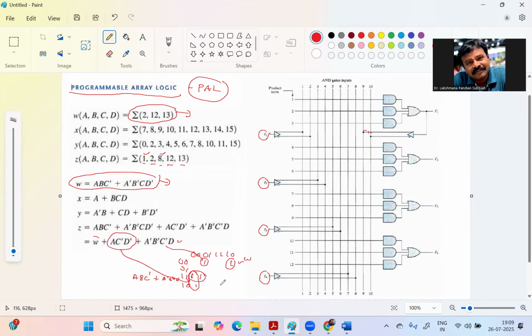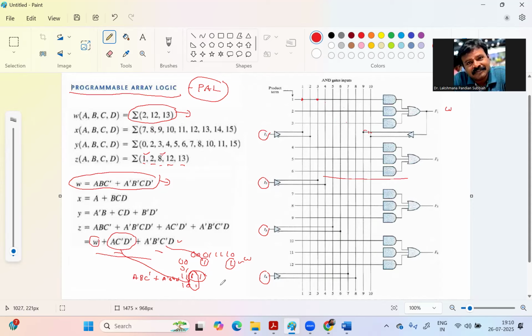So we get the output of the first function, and then added with these two, we get the last function. Now what would the connection be? If we have the W function, then what we connect is A, B, C dash. Suppose this is A, then B, and then C dash.